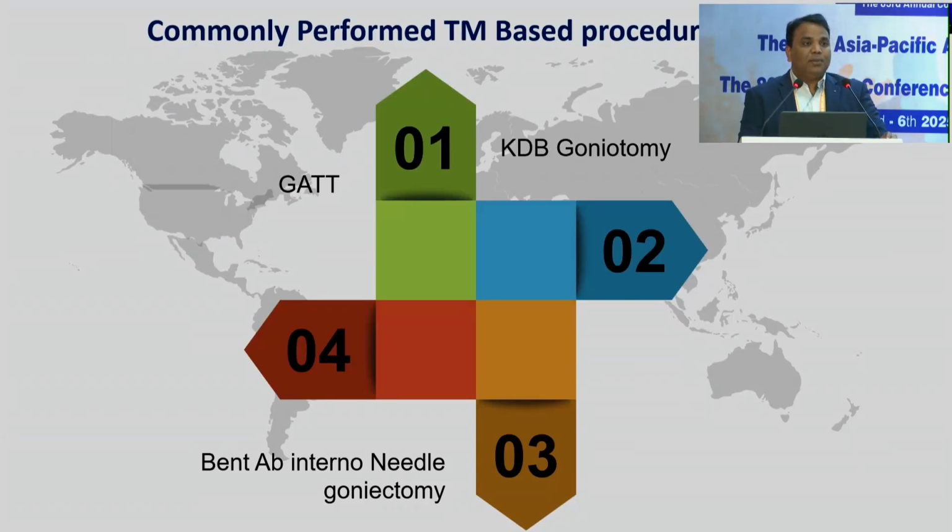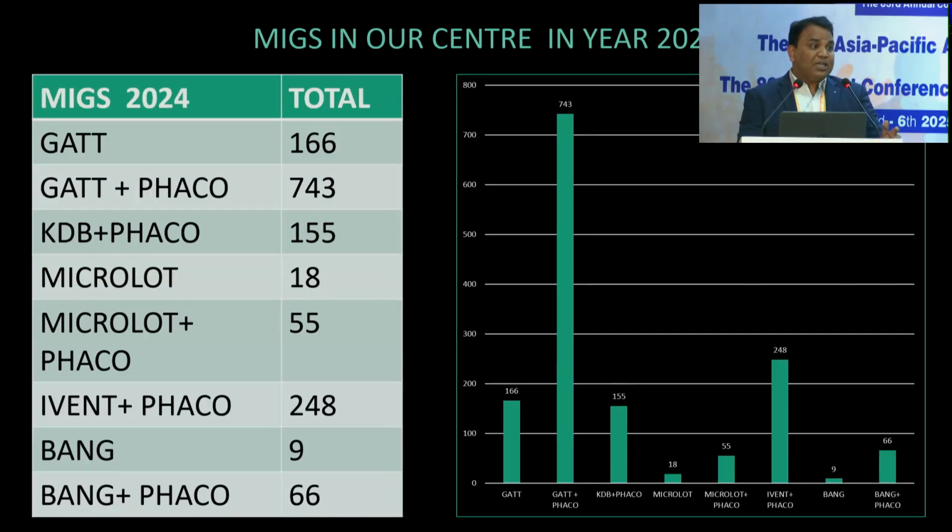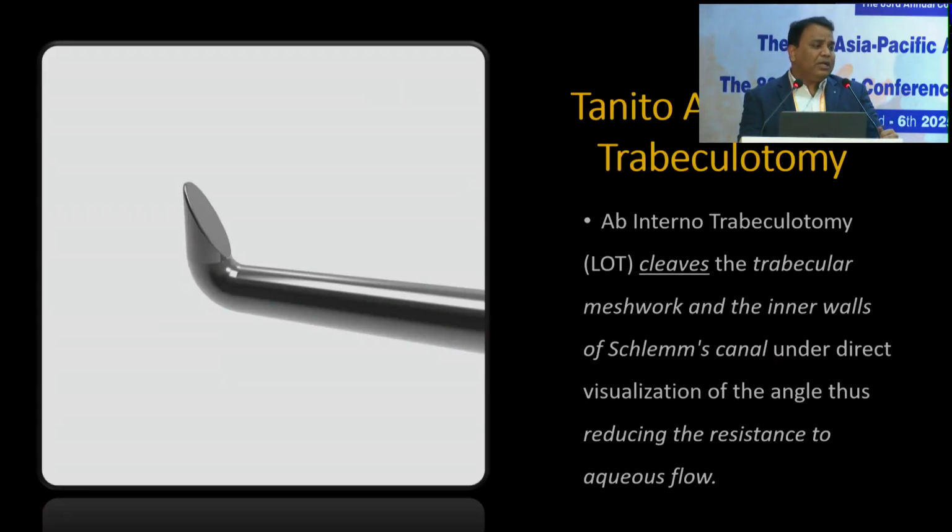So the most commonly performed goniotomies are GAT, KDB, and Beng. Right now I'm talking about the newer goniotomies like Tanito, iVantage, Aspilot, and Gonioscurver. In our center also we have changed a lot. We do a lot of MIGS in our center. We do trabeculectomy very rarely. So coming to Tanito, it is a cylindrical Sinskey-type instrument.